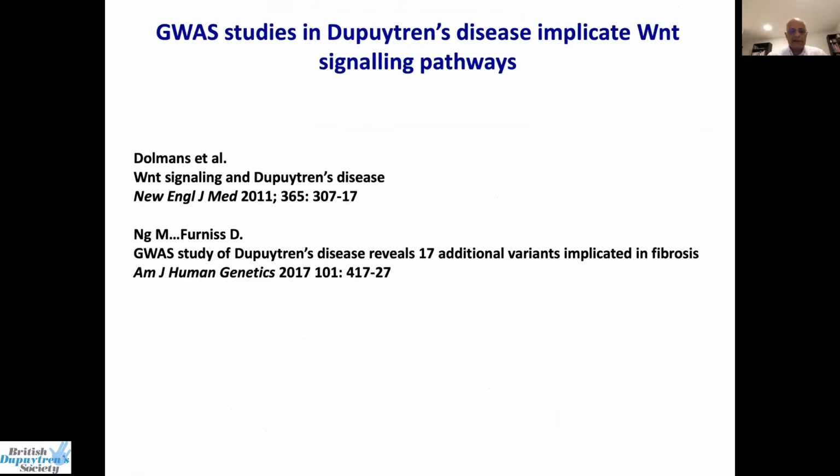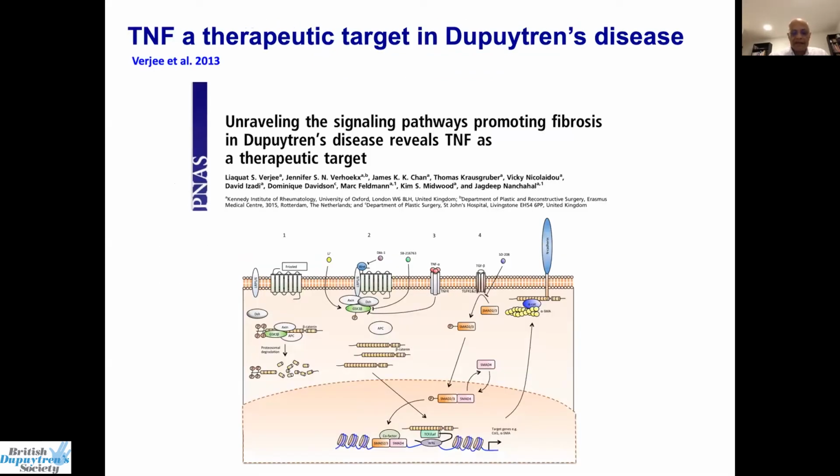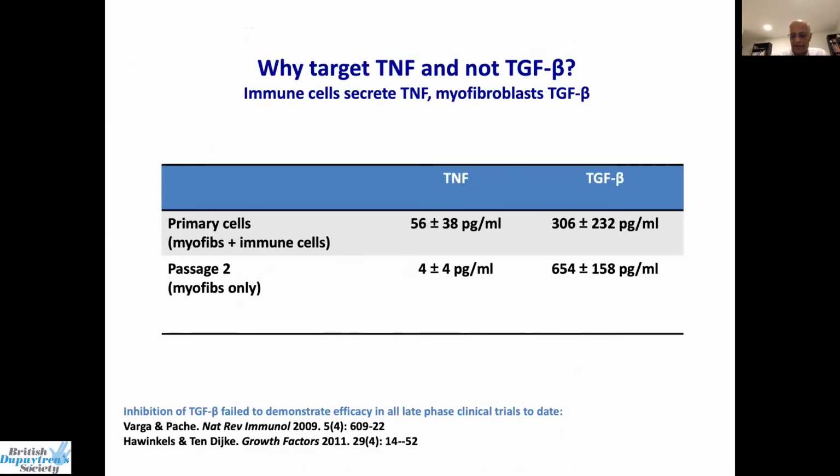Dominic Furniss and his colleagues have done a lot of work on the genetics of Dupuytren's disease, and their work and that of others has highlighted the role of Wnt signaling in Dupuytren's disease. And we went on to show that TNF, but only in patients with Dupuytren's disease and only in the palmofibroblasts from those patients, acts via the Wnt signaling pathway to upregulate key genes involved in fibrosis. So these data form the basis of our trial. We got funding from the Wellcome Trust and the Department of Health.